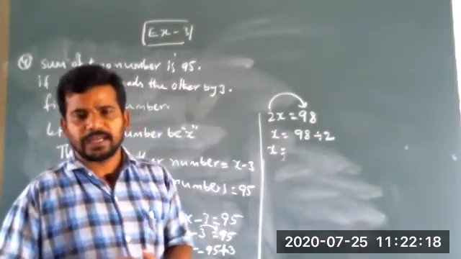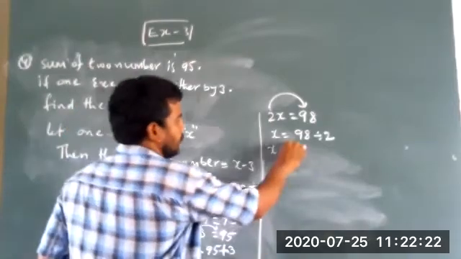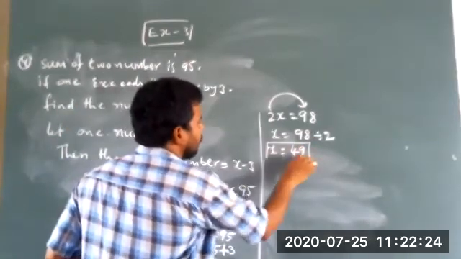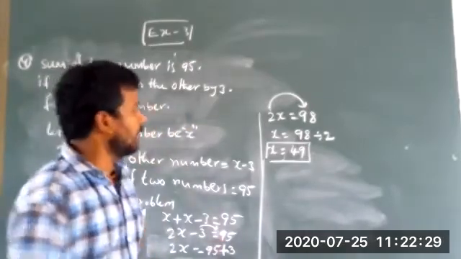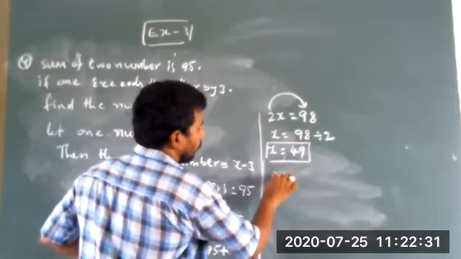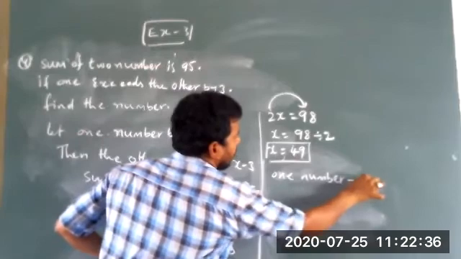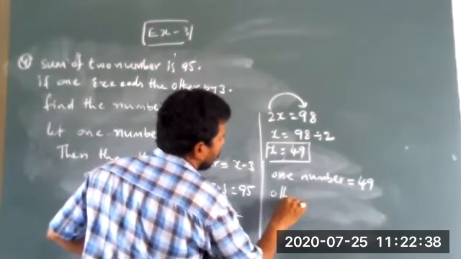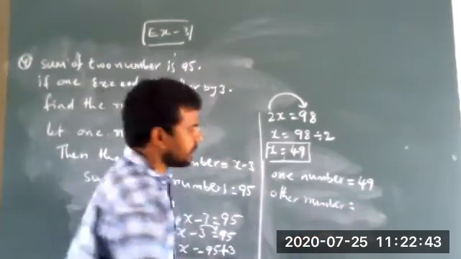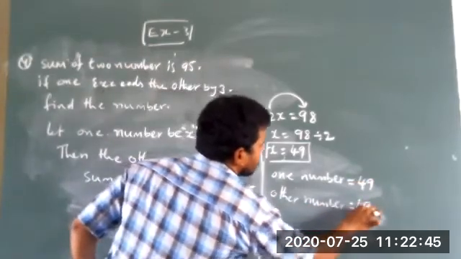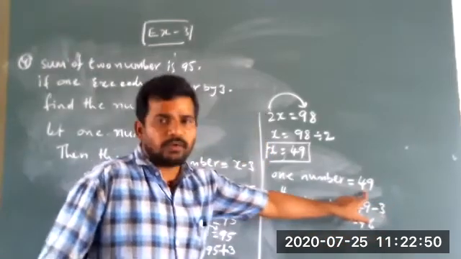How many times divisible, children? 49 times. 49 twos are 98. So take 49. So what is the x value? 49. So the required number is how much? One number equal to x, that means 49. The other number equal to x minus 3. x minus 3 means 49 minus 3, that equals 46.